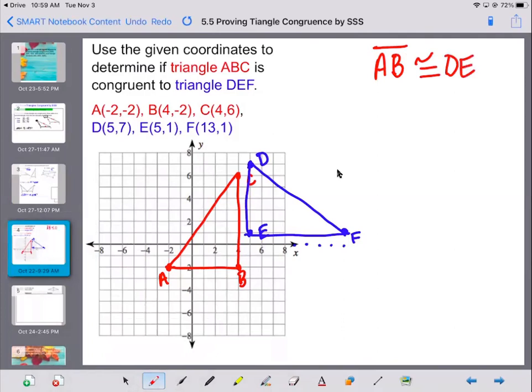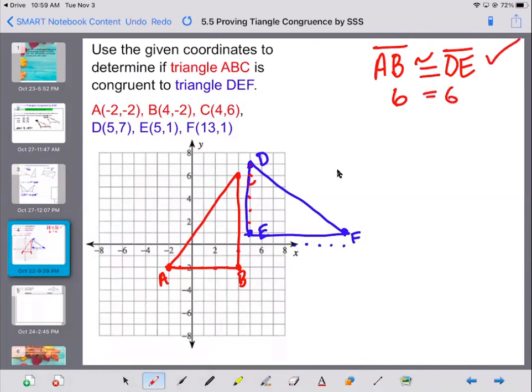So let's check those first. AB is how long? Okay, AB is 1, 2, 3, 4, 5, 6 segments, and DE is 1, 2, 3, 4, 5, 6 segments. So we're good there.